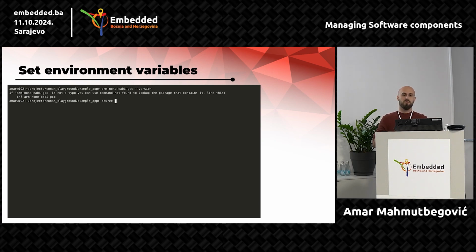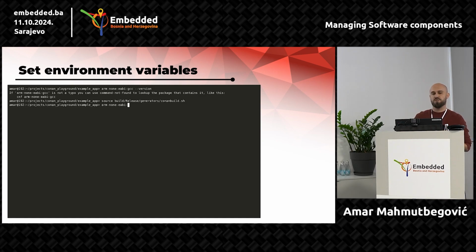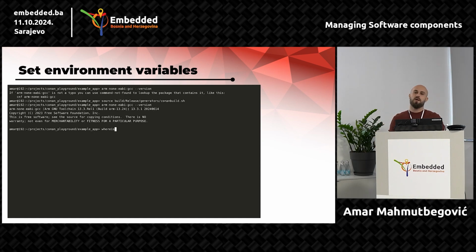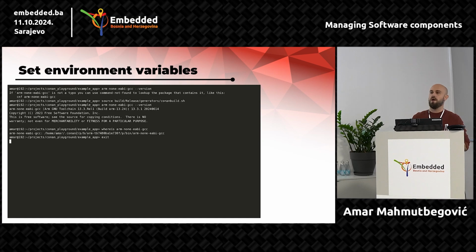So what Conan install also does is it generates Conan build sh bash script, which allows us to source environmental variables, and in this case it will add path to toolchain in path, so we were able to use it.